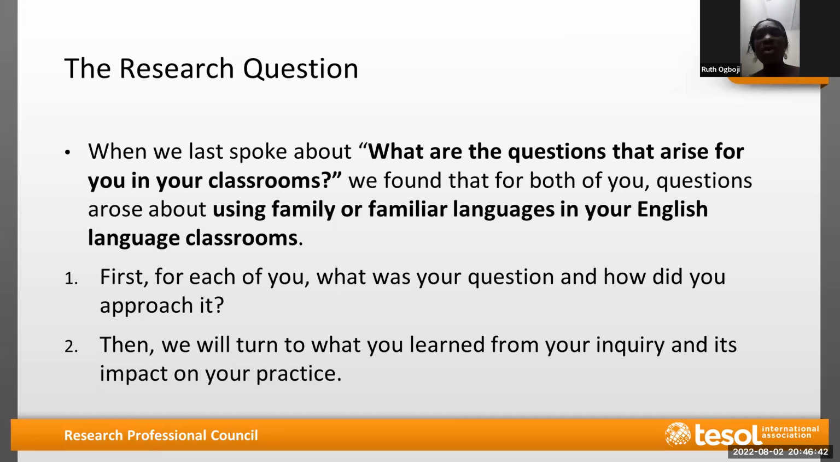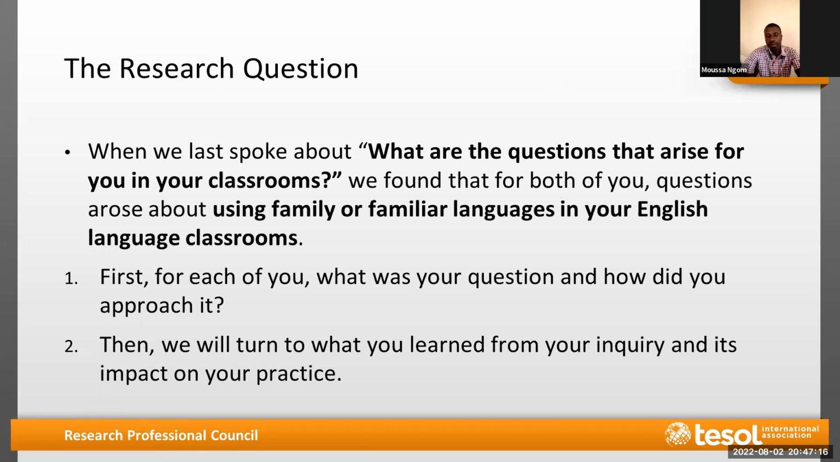I distributed questionnaires. I sampled about 40 students. I also invited a colleague to visit my class so we could put heads together and see what we can do to bridge this gap. Thank you very much, Ruth and Musa. So from your research collected data, what were your findings? What did you learn from your inquiry, and how did it impact your teaching practice, Musa?